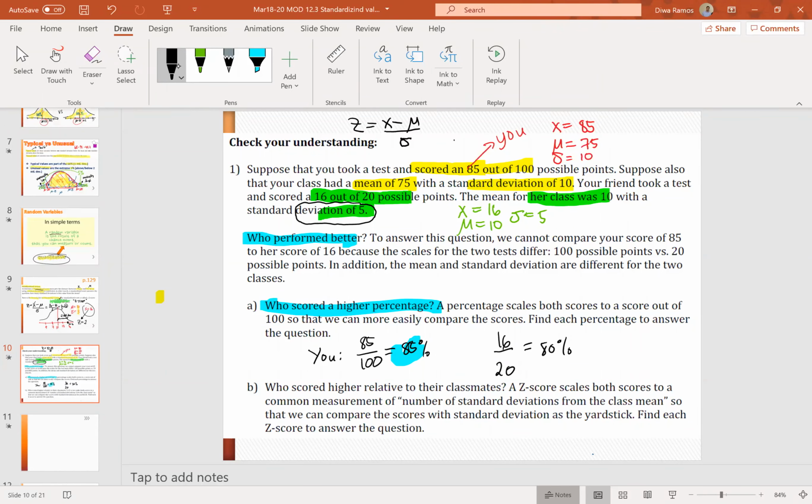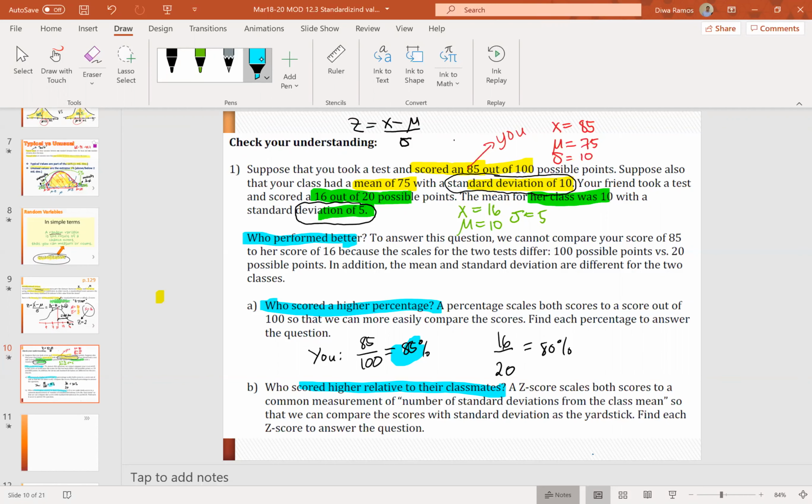So we might need to take into consideration your score and your friend's score relative to the whole group, the performance of the whole group. So let's try that. I think that's letter B. So who scored relatively higher relative to their classmates? So now we're looking at, is 85% a good score? Because it's not necessarily a good score if all of your classmates got around 85 as well. So that's going to be an easy score. It's an easy quiz or an easy test.